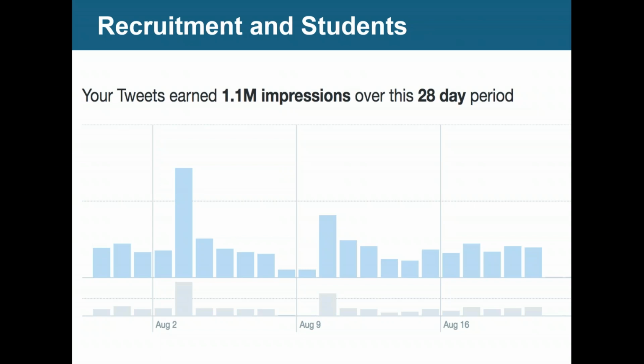So this is the impressions that we got over the month around the Twitter chat that I had screenshotted before, and you can pretty easily guess which day we reached the most people and which day was the Twitter chat.